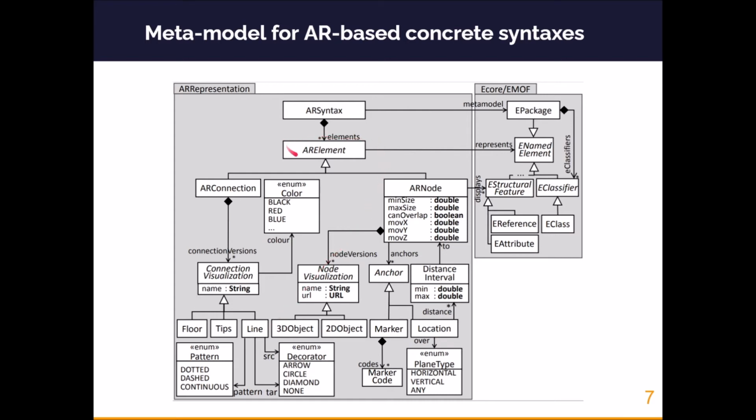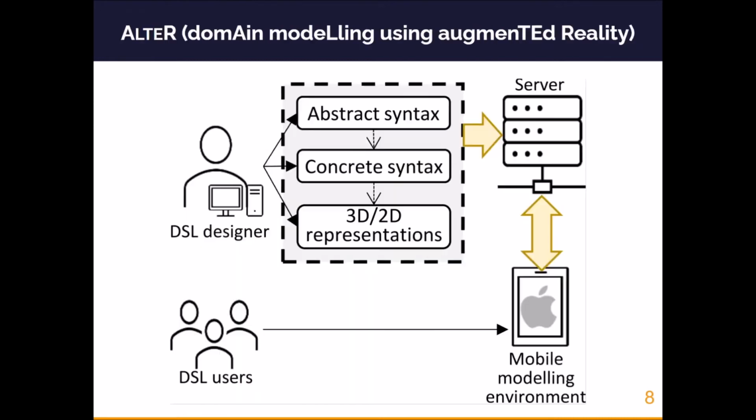These AR elements are annotating the domain metamodel. The domain metamodel is the system you're modeling, for instance, a touristic model or IKEA models, this kind of example. We are using the Ecore language, which is from the Eclipse Modeling Framework. The tool that we have implemented is called ALTER. It stands for Domain Modeling using Augmented Reality.